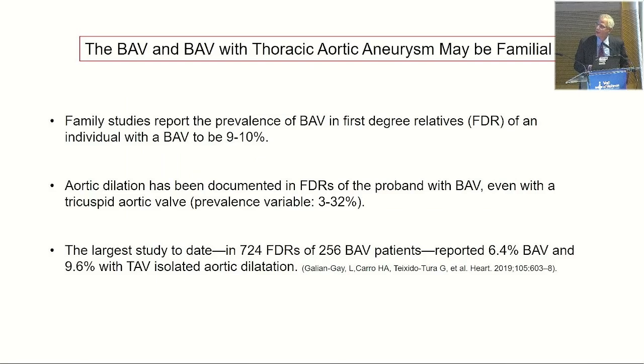So family studies report the prevalence of bicuspid valve disease in first-degree relatives to be about 9 to 10%. Again, overrepresented compared to the 1% or 2% in the general population. And many groups have now recognized that aortic enlargement is well documented amongst the family members of the proband, even when a tricuspid valve is present.